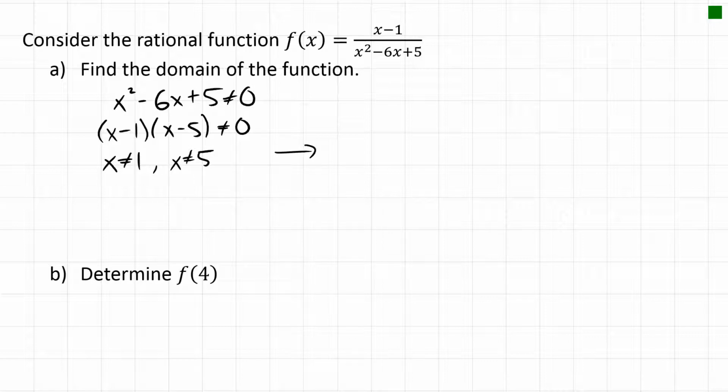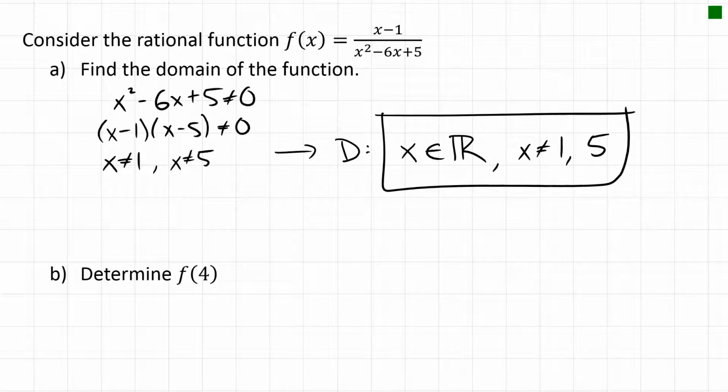So for our domain, x can be any real number, that's what that symbol means, except that it can't be equal to 1 or 5. So there's my answer for the domain in part A.